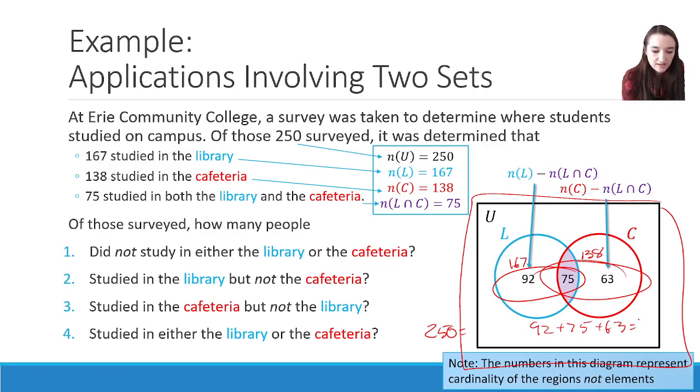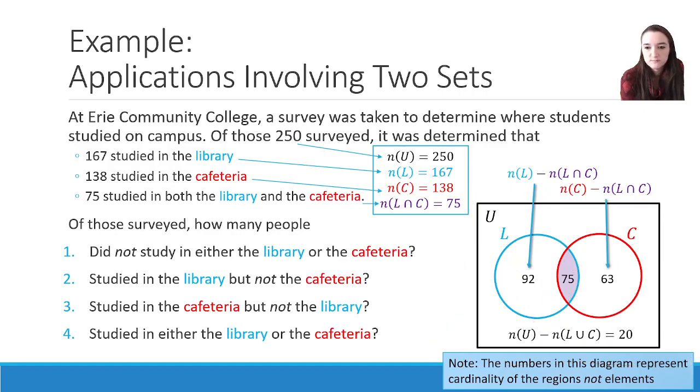How much is that? What have we already accounted for and what's left over? To figure that out, we take 250 minus all of this, and we're going to end up with 20 left over. So in the end, 20 plus 92 plus 75 plus 63 should equal 250. That's how you want to check your answer.